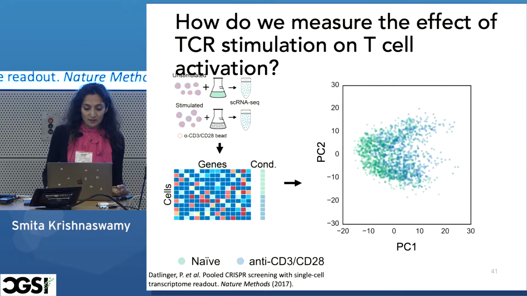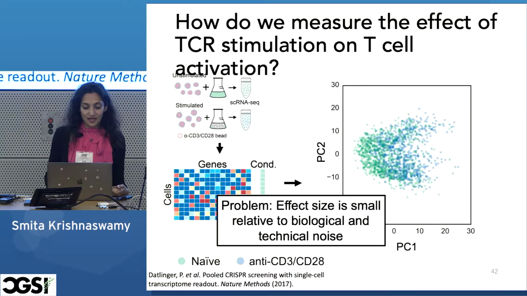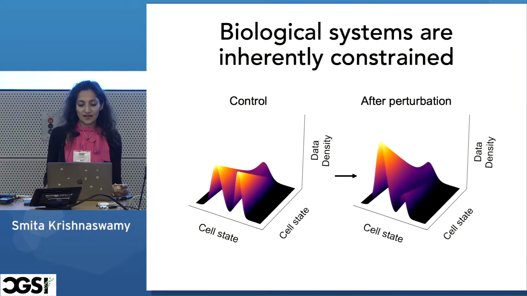But the problem is that the effect size is small relative to technical noise. Here you have the stimulation and unstimulation condition in green and blue, and you see there's a large degree of overlap between the cell types that occur. It's not like the whole population shifted over. So you often have this where it's weak.